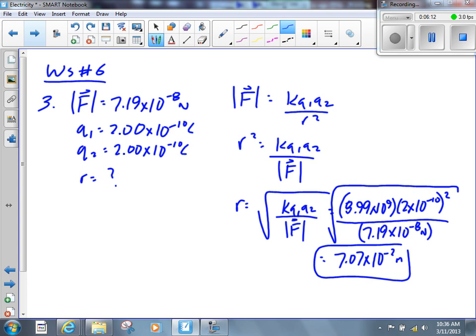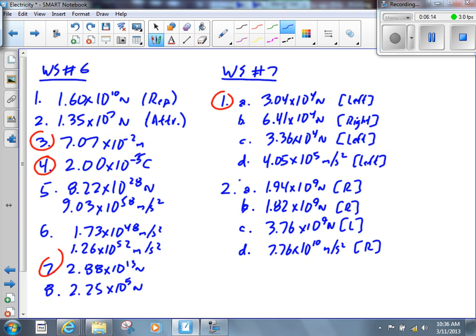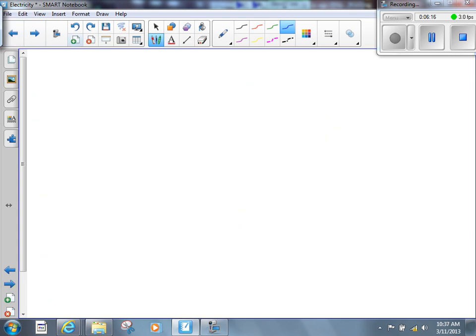Number 4, I think, was the next one. Number 4, I really like this one. Two identical charges are separated by a distance of 1 meter. The repulsive force of 3.6 newtons acts between the charges. What's the magnitude of each of the charges? Now we've got a distance here that separates them of 1.00 meters. We've got a force of 3.60 newtons.